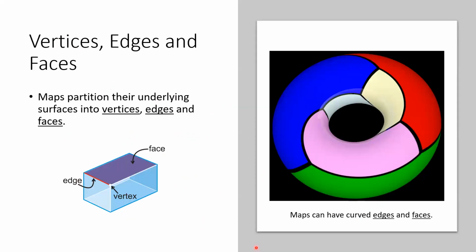So in any map, you get a partition of the underlying surface into vertices, edges, and faces. For example, the cube here, we know what vertices, edges, and faces are for the cube. They're just vertices, edges, and faces as we normally know them. But a map is a topological notion. So, for example, on the torus, this map has curved edges and curved faces, and that's also valid. Maps can have curved edges and faces as well.